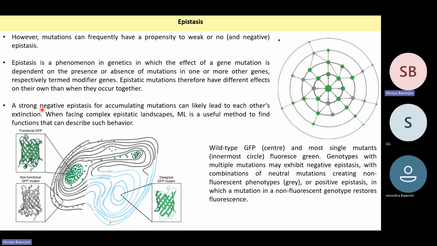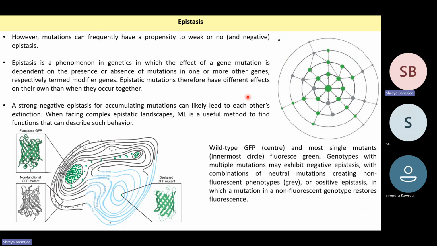So this is called negative epistasis, where accumulating mutations can cancel each other out. So this is showing fluorescence, this is not showing fluorescence. When both mutations are there together, there is no fluorescence. Sometimes it can lead to positive epistasis also, like this is showing fluorescence, this is showing fluorescence. If you add both mutations, you might have greater fluorescence.